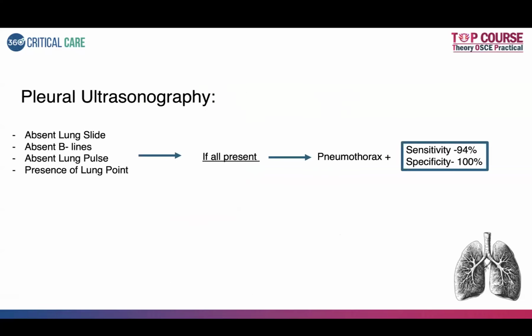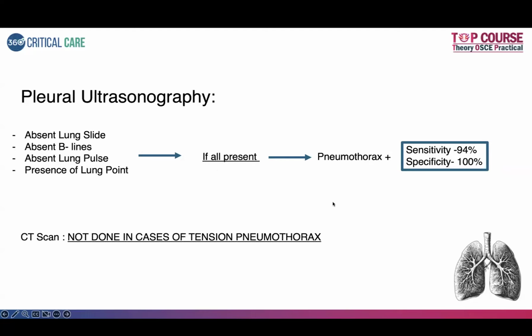One of the main modalities that can be used for diagnosis is lung ultrasound or pleural ultrasonography. The important things to elicit are the absence of lung slide, absent B lines, absent lung pulse, and presence of lung point. If all of these are present, then pneumothorax can be confirmed, and the sensitivity is 94% and the specificity is 100%. All right. So if all these four signs are elicitable, then your specificity goes up markedly, up to 100%.